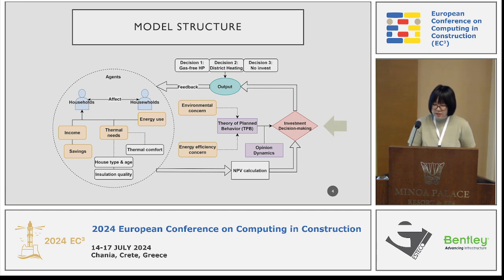The agents are programmed to evaluate and possibly adopt energy technologies at each simulation step based on their decision-making rules. The state evolves as the agent interacts within the social network and makes decisions based on the decision-making rules. So here we include the opinion dynamics.